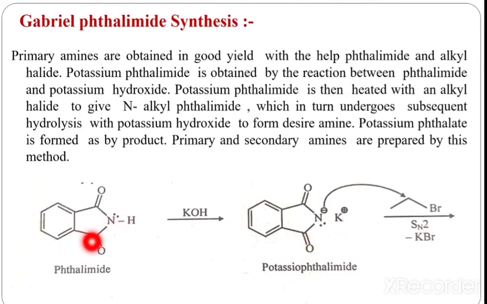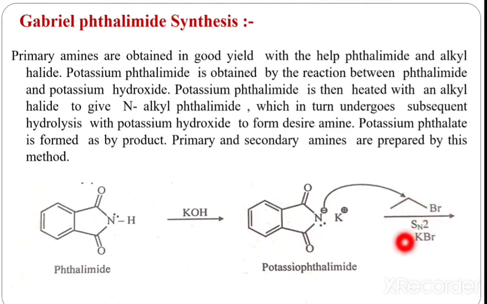That means this is the structure of phthalimide on treatment with KOH, that means potassium hydroxide, and this potassium hydroxide will abstract this proton. Okay, and here we get the potassium phthalimide, and this potassium phthalimide is obtained by the reaction between phthalimide and potassium hydroxide. Now this potassium phthalimide is then heated with the alkyl halide, that means here ethyl bromide.